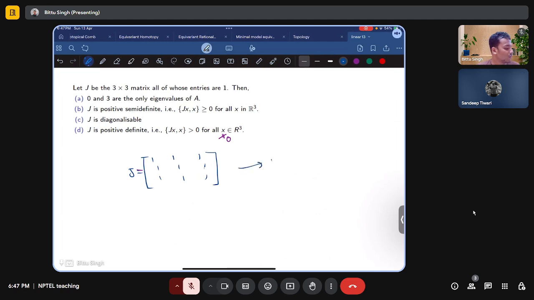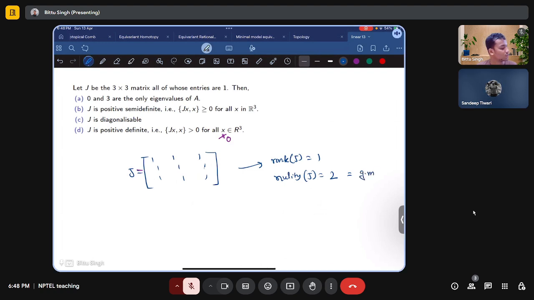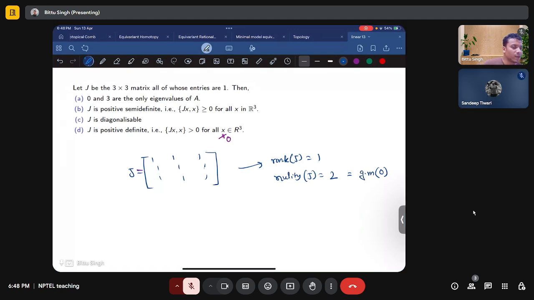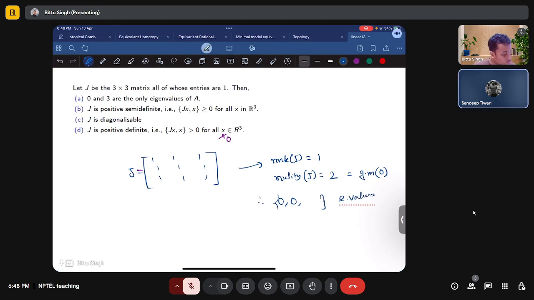So rank of J is 1. Therefore nullity of J is 2. Therefore 0 is an eigenvalue, and the geometric multiplicity of 0 is 2. So there can be only one different eigenvalue. There is exactly one different eigenvalue. So those two are eigenvalues. Now we need to fill up this set.